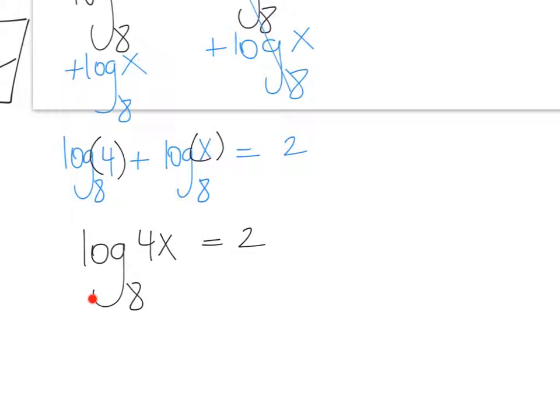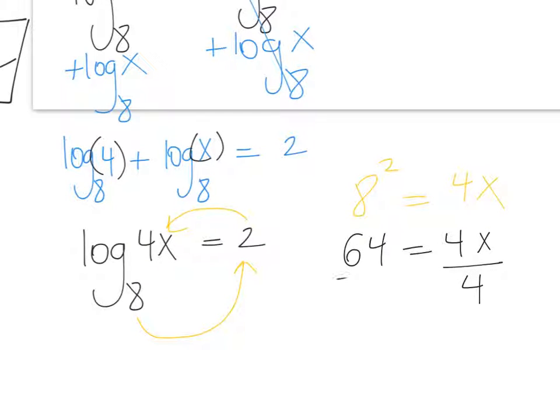Now I have a log on one side and a number on the other. So what I would do is change it to exponential. So 8 to the power 2 equals 4x. 8 to the power 2 is 64, so 64 equals 4x. Now to get x, just divide both sides by 4. x equals 64 divided by 4, which is 16.